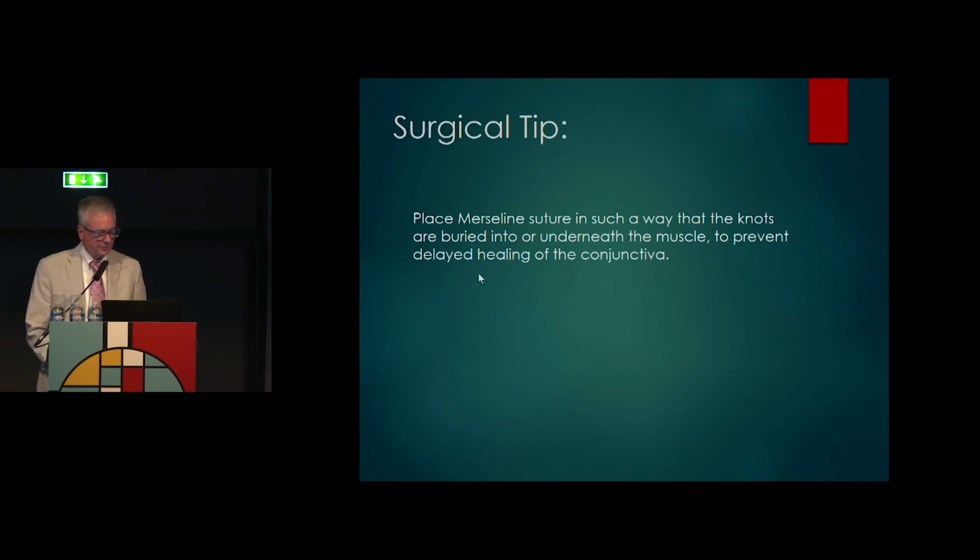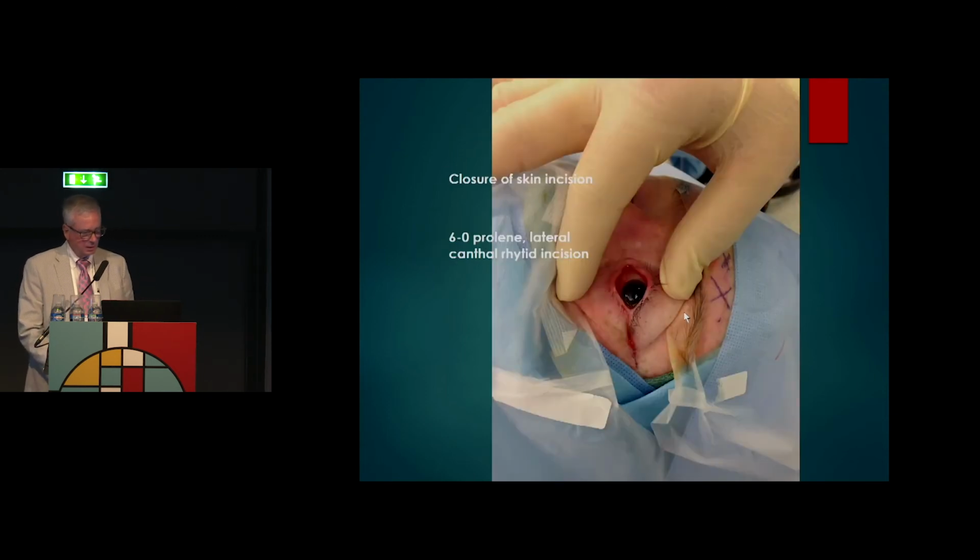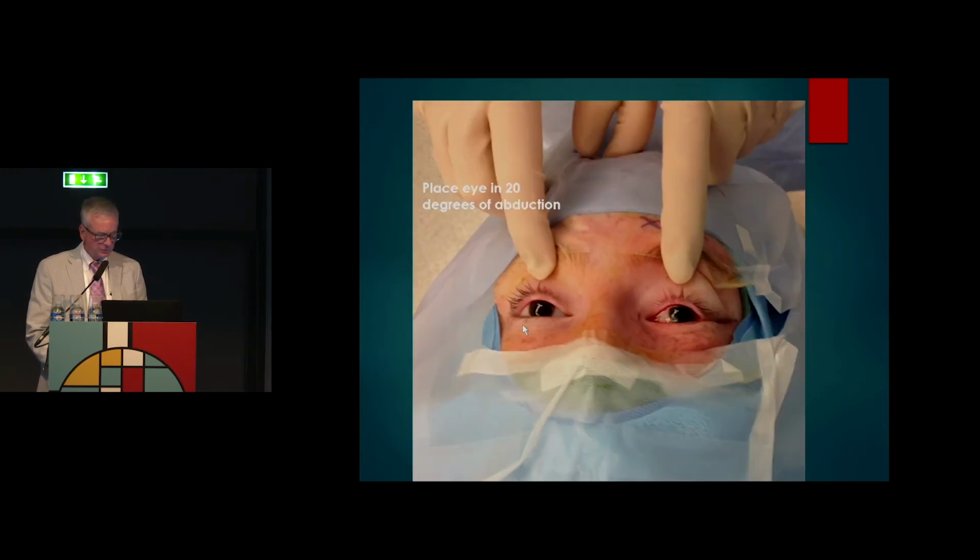Now, the surgical tip here is to place the Prolene suture in such a way that the knots are buried underneath the muscle. Don't do a simple interrupted suture so the knot's on top, because it can extrude. So bury the knot under the muscle to prevent delayed healing of the conjunctiva. This is the closure of the skin incision, a right-sided skin incision created by the oculoplastic surgeon using 6-0 Prolene.